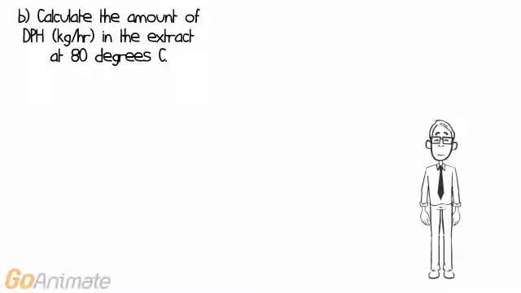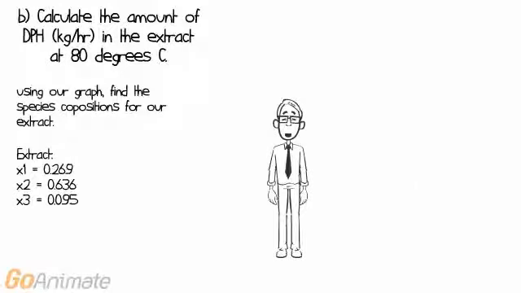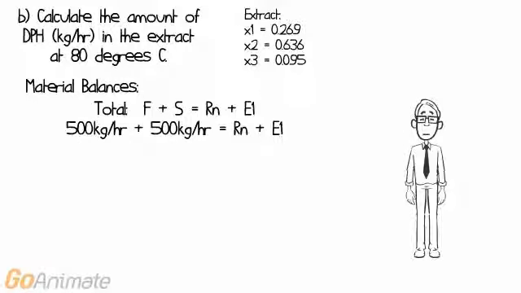Part B. Calculate the amount of DPH in kilograms per hour, in the extract at 80 degrees Celsius. Once we have our extract species compositions, we are ready to continue with our material balance. We start by taking the material balance over the entire system. This is saying that our feed flow rate plus our solvent flow rate is equal to the raffinate at stage N plus our extract flow rate at stage 1. This is true for a countercurrent system such as ours.